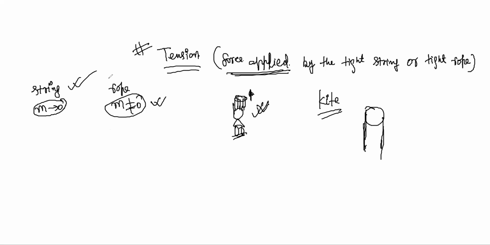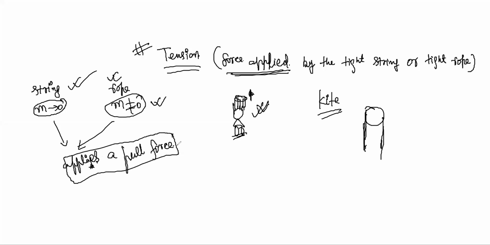So now try to understand. Both have to be tight, and both string and rope apply a pull force. Both of them apply pull force, not a push force. Is this okay? We can pull any object with the help of a string or rope. We cannot push any object with the help of a string or rope. Is this okay? Good.